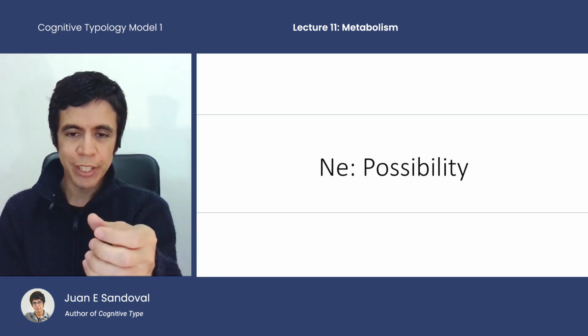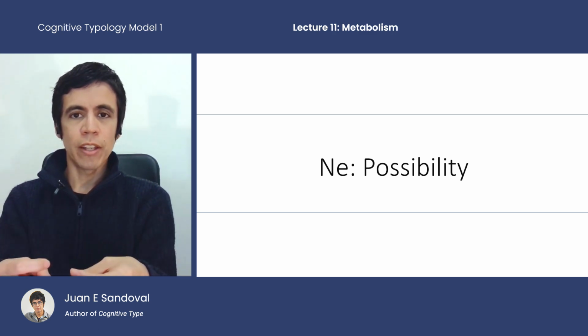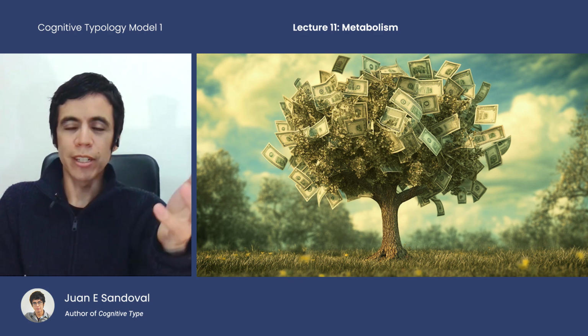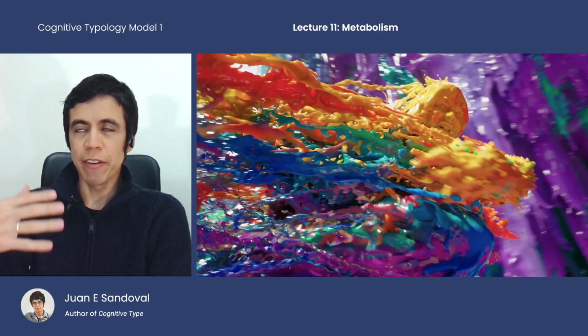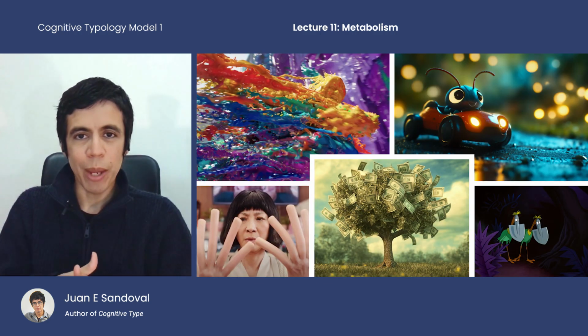In this case, possibility means the possibility of a reality in which X, Y, and Z come together, a reality in which ants can drive cars, a reality in which trees grow dollar bills, a reality in which birds have shovels for beaks, a reality in which everything is made of paint, a reality in which people have sausages for fingers, you name it.